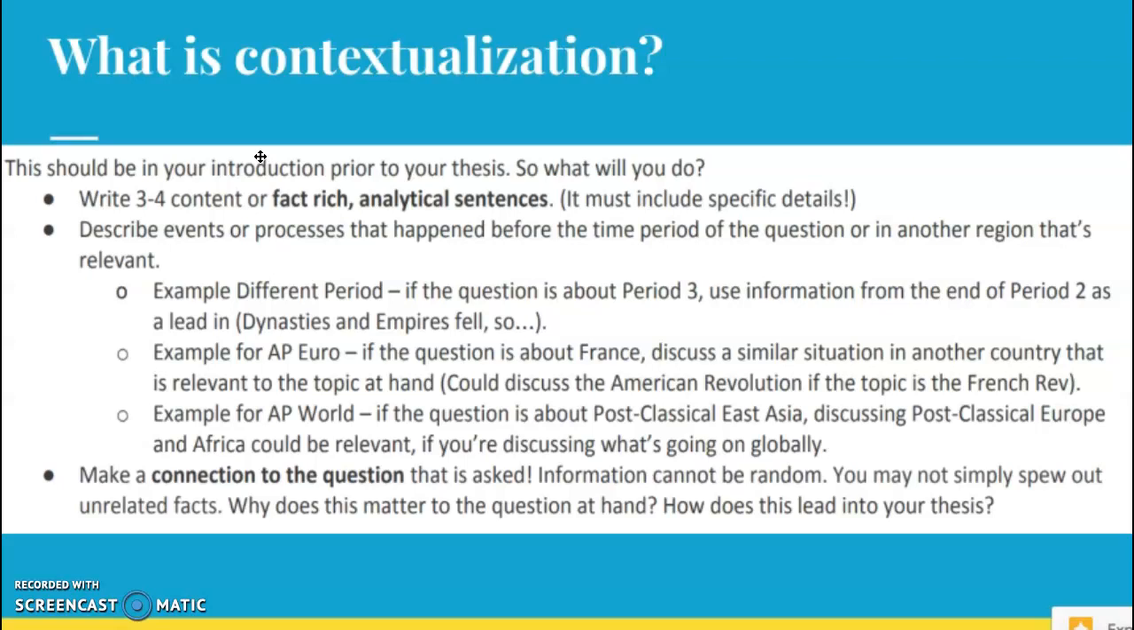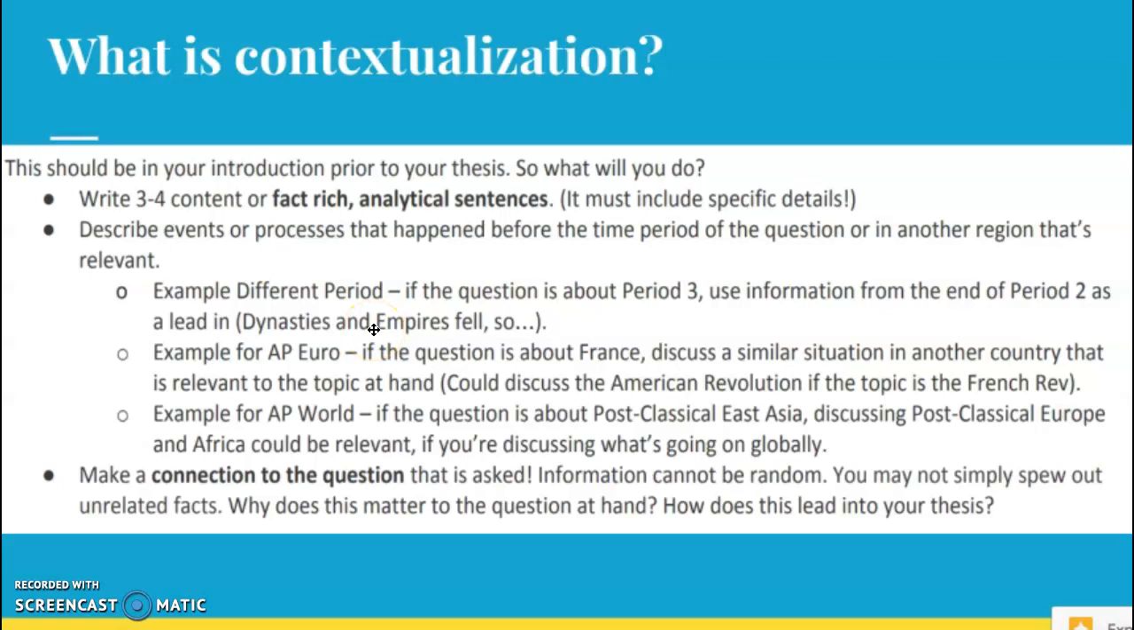First and foremost, what is contextualization? A couple of things to note about contextualization. It should be 3 to 4 content or fact-rich analytical sentences. In other words, it should include specific details. So, for example, you want to describe events or processes or trends that happened before the time period of the question or in another region that's relevant.